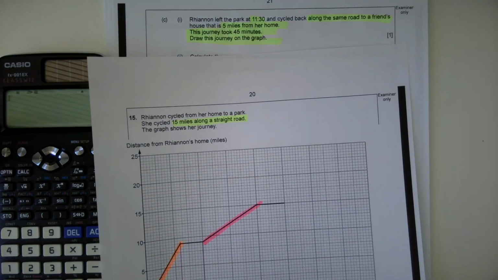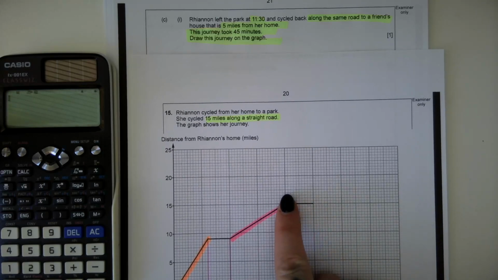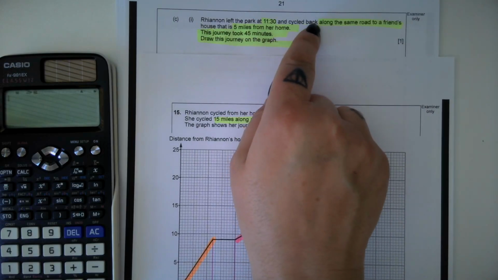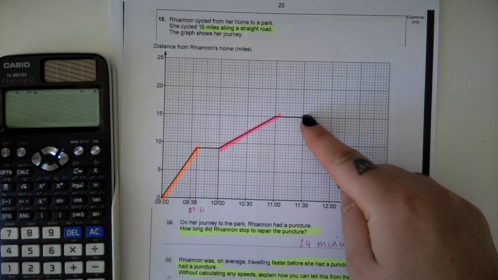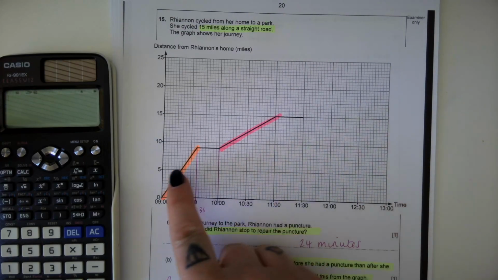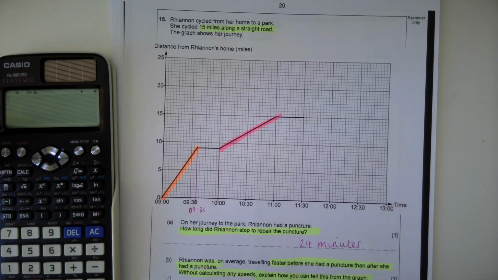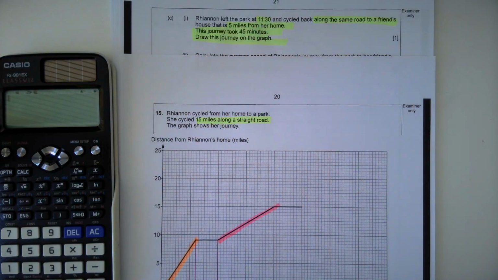Okay, so we're going back to this graph here, guys. So she's travelling, here she's at the park. She's travelling from the park to her friend's house, but her friend's house is 5 miles from her home. So she's not going all the way home. She's only going to the point where she's 5 miles away. So that's important to note. It says that this journey took her 45 minutes.